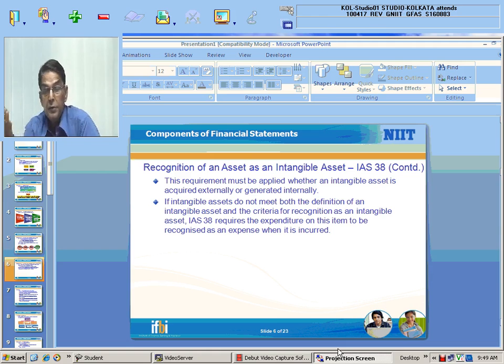If an item does not meet both the definition of an intangible asset and the criteria for recognition as an intangible asset, IAS 38 will require the expenditure on this item to be recognized as an expense when it is incurred. If the asset doesn't meet the definition of an intangible asset and the criteria for recognition is also not fulfilled, then IAS 38 requires the expenditure on that particular item to be recognized as an expense when it is incurred to the profit and loss account. So it will be treated as an expense.